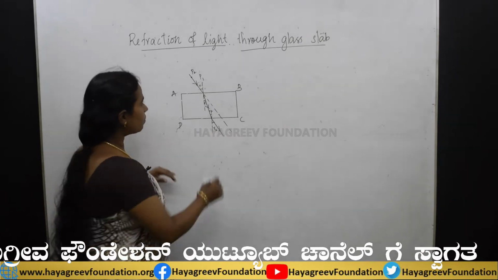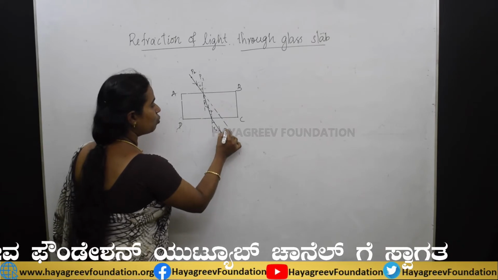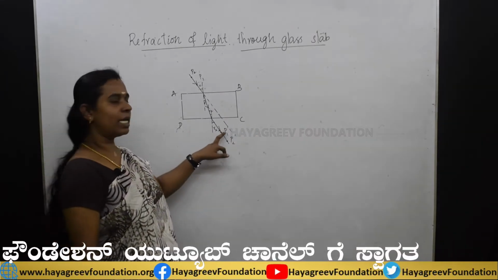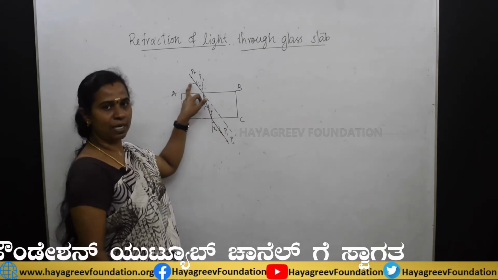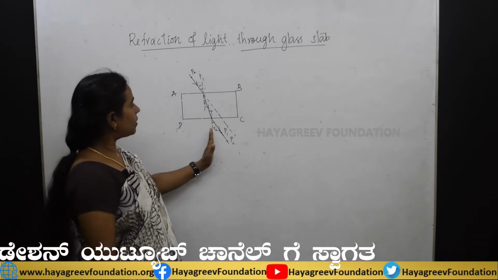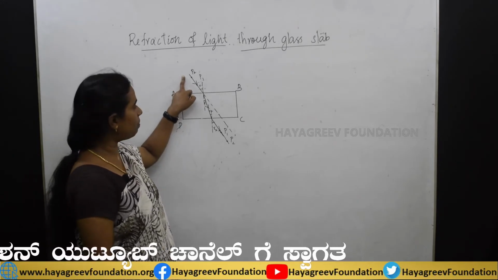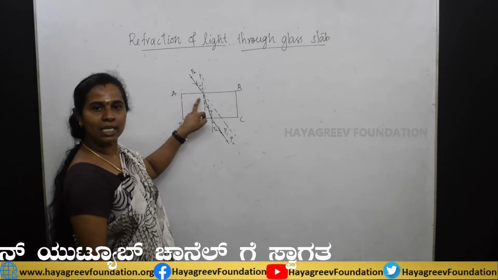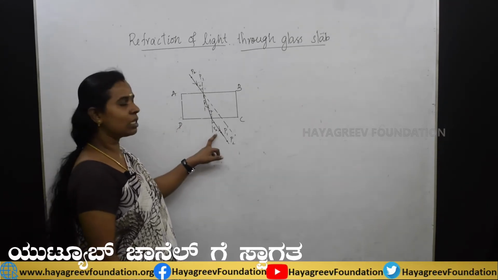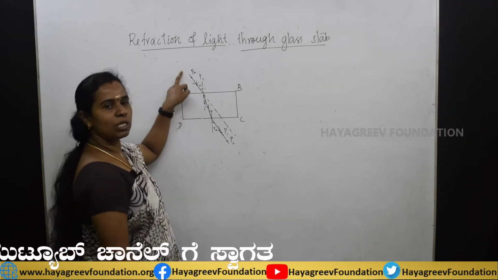So in the direction of CD, along the images of these two pins, we need to keep two more pins, that is P1 dash and P2 dash. P1 dash will be the image of the pin P1 and P2 dash will be the image of the pin P2. After removing the glass slab and the pins, we join P1, P2. It will indicate the incident ray. Joining P1 dash and P2 dash, we get the emergent ray.